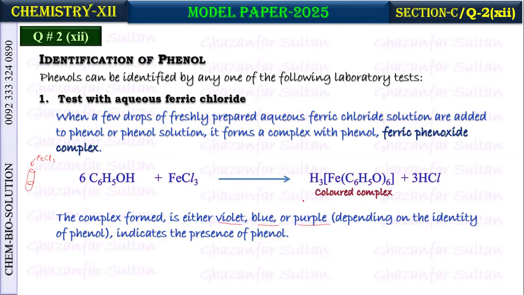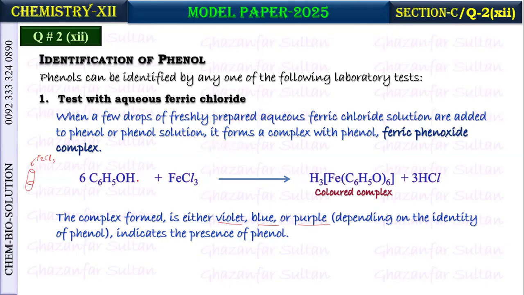But remember that this color may be changed due to any other group which is not phenol. So this is not a very reliable test in the laboratory, but as in our syllabus, it is given as one of the tests. So it is true if you write this test for identification of phenol. So anyway, this is one of the tests that you can write in the answer of this question.